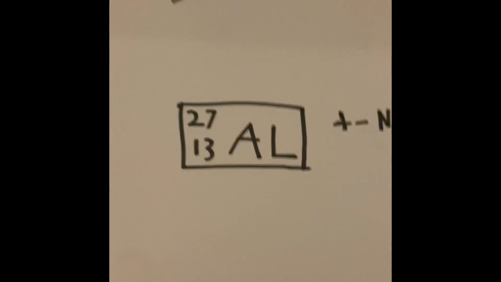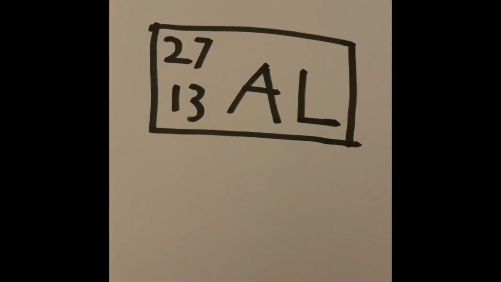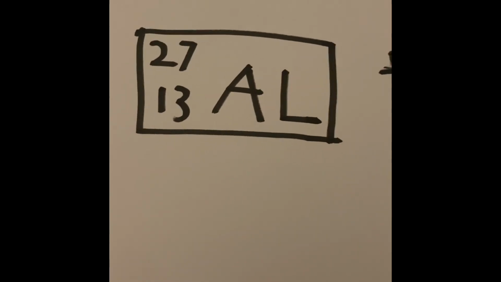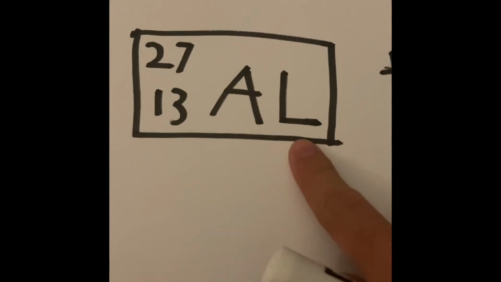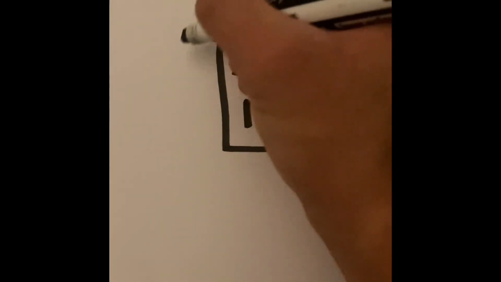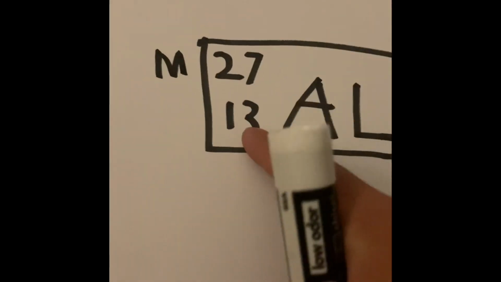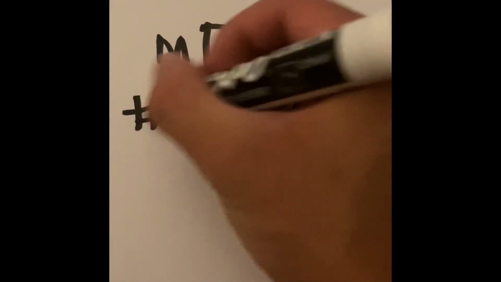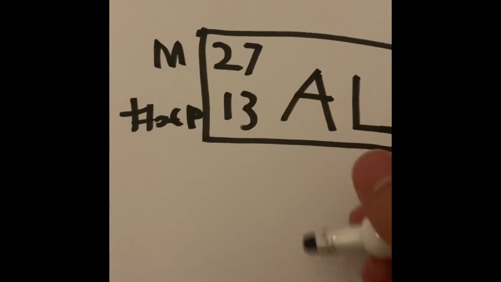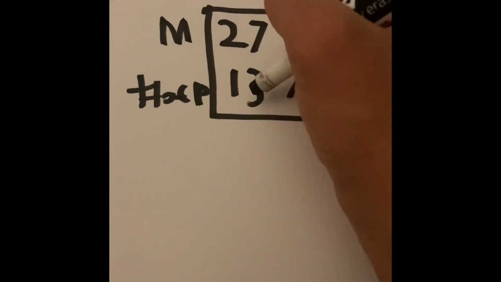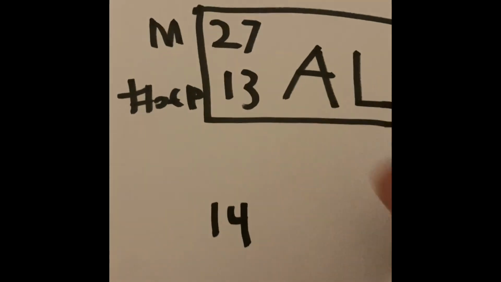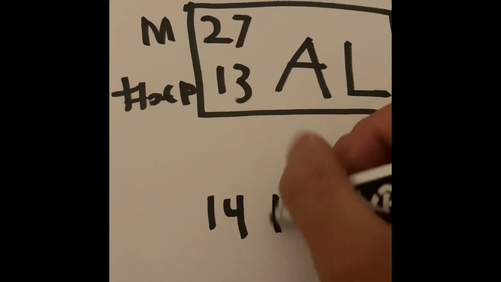What else we learned about is that sometimes elements are denoted in this kind of way. The symbol right here stands for aluminum. The top number talks about the mass number. The bottom number talks about the number of protons, or the atomic number. To find the neutrons, we need to do 27 minus 13, and we'll be getting 14. 14 neutrons.